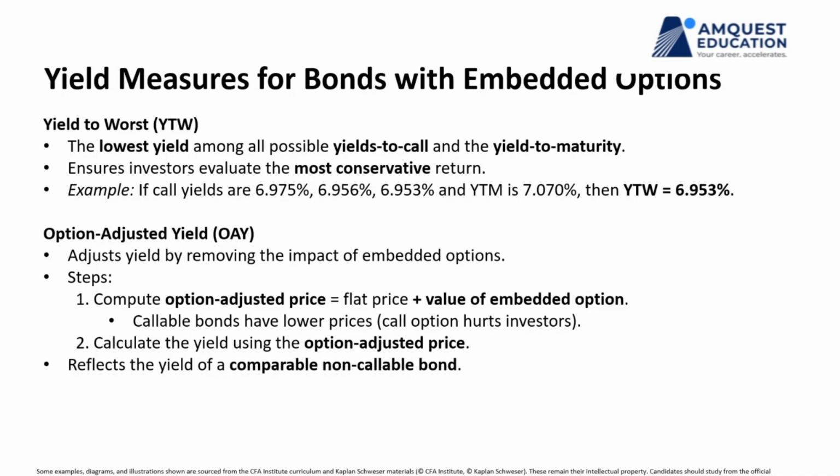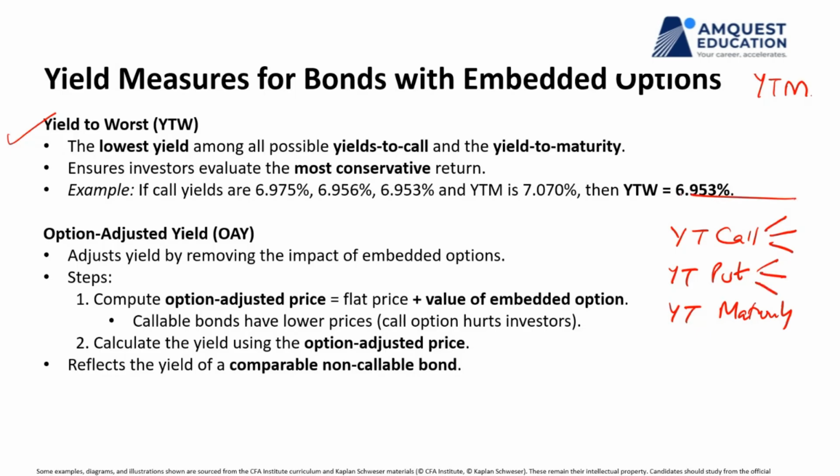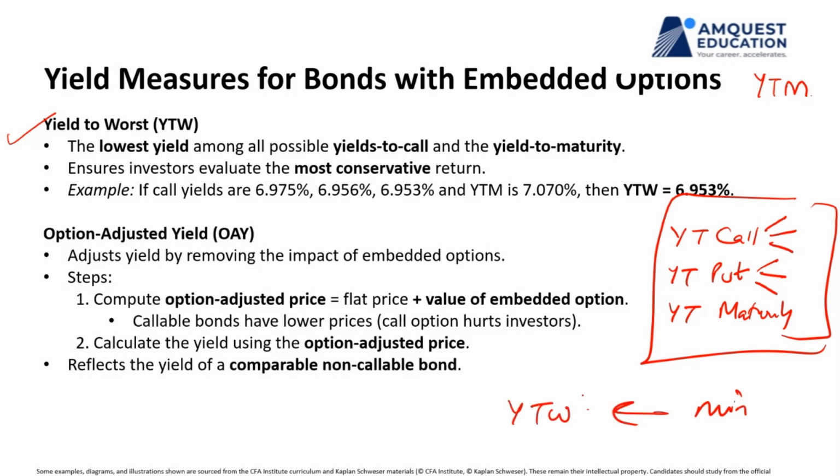Besides this, like we have talked about YTM, now we introduce another term called YTW, yield to worst. And what is yield to worst? The lowest yield among all possible yields. For example, you could have a yield to call, a yield to put, a yield to maturity, and again you could have multiple yields to call and multiple yields to put. Amongst all these yields, the lowest is nothing but your yield to worst, YTW.